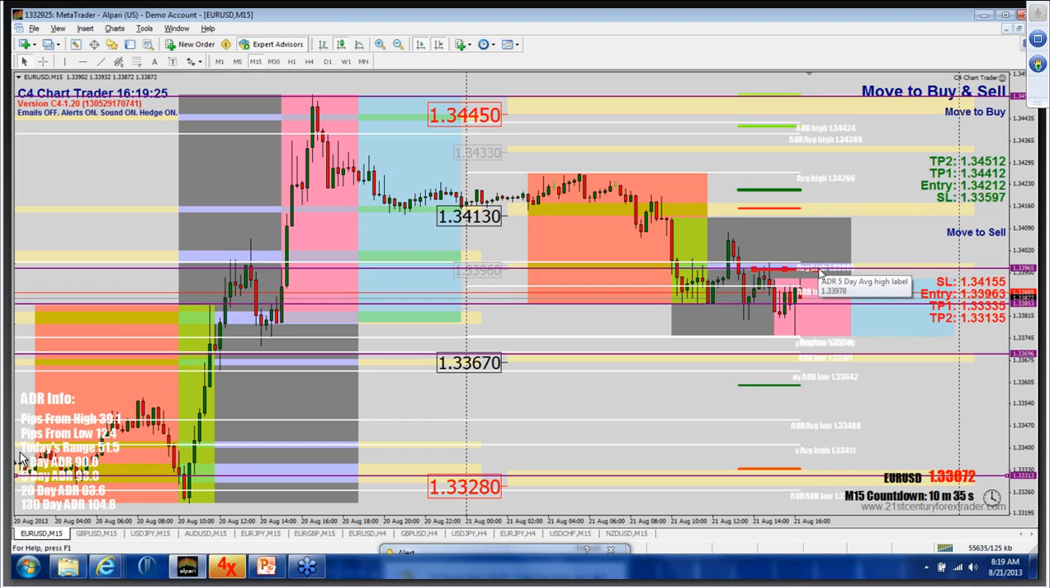We might see it pop up a little bit and then come back down. So I'm going to sell off of there. And what we'll do is we're going to look to keep our risk pretty darn low. You know, we don't want to risk 50 pips to make 10. So we're going to keep our risk fairly low.